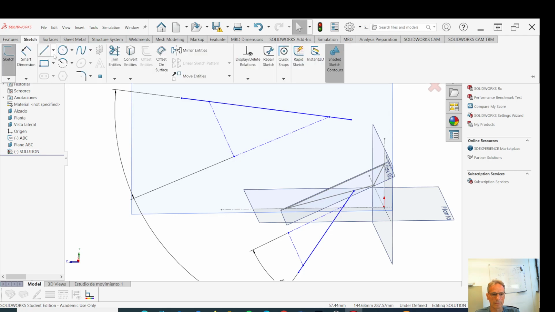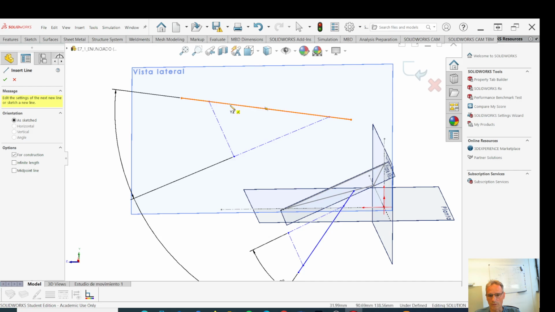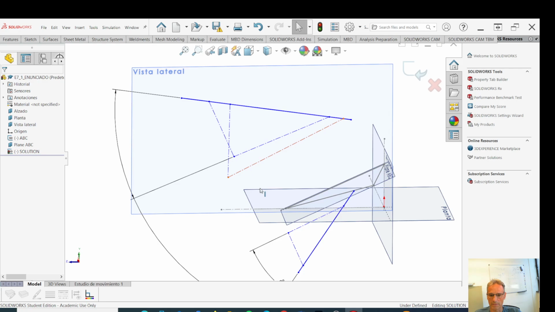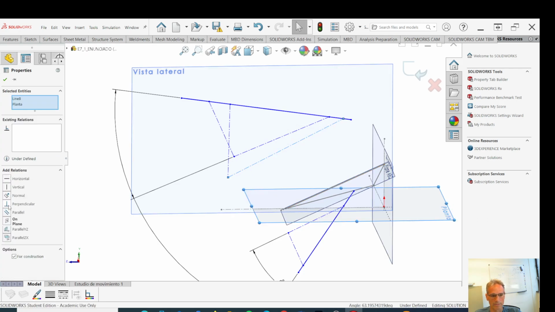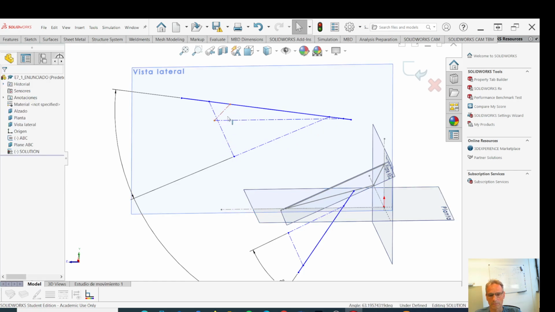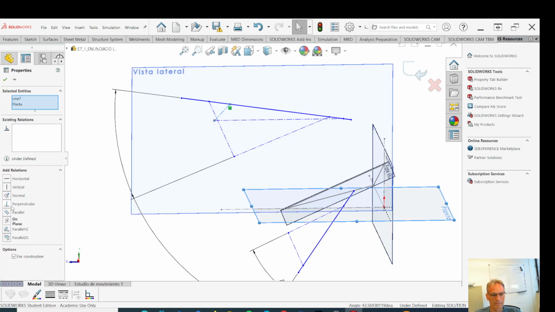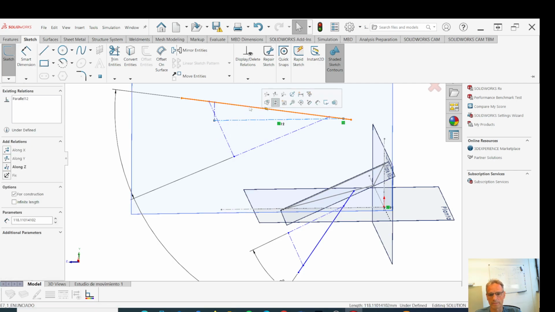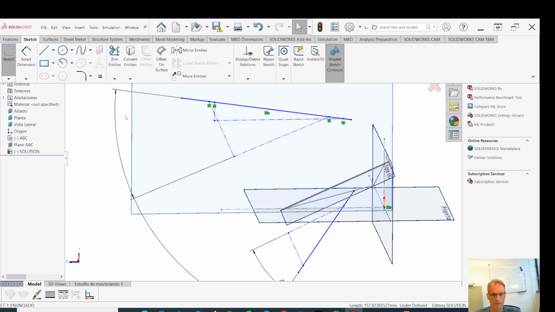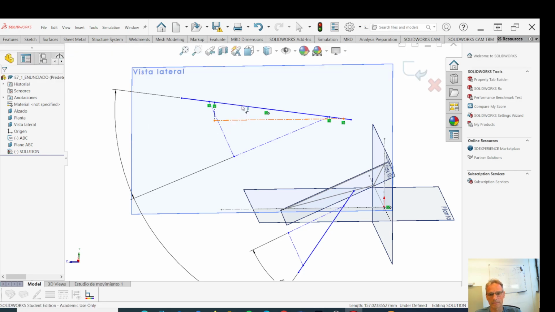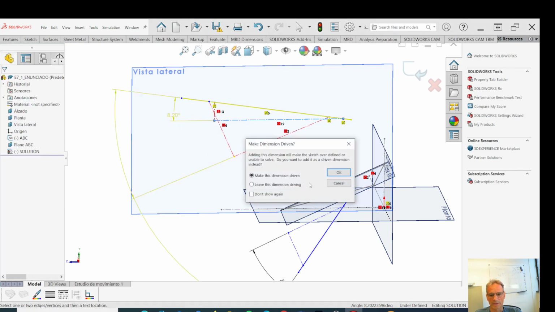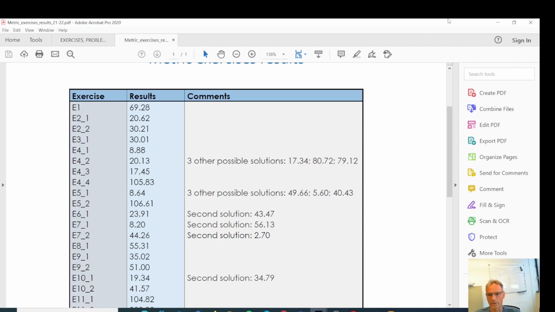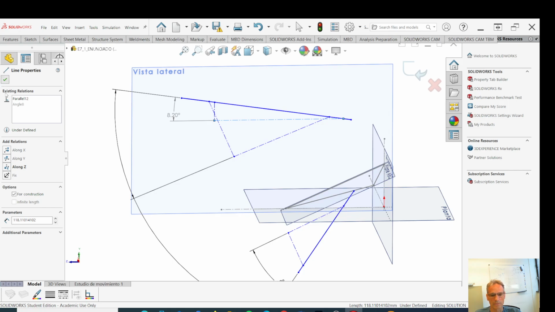I have to do a perpendicular and parallel to the top plane and define my angle. Parallel, perpendicular, and then my angle will be this one. No, too slow. Okay, try again. 8.20. So this is the exercise 7.1. So 8.20 is one of the solutions, and the second solution should be this one.